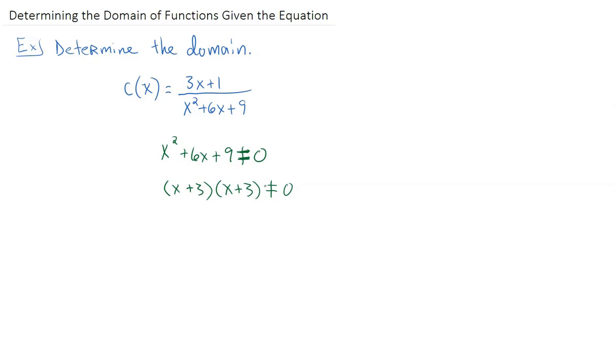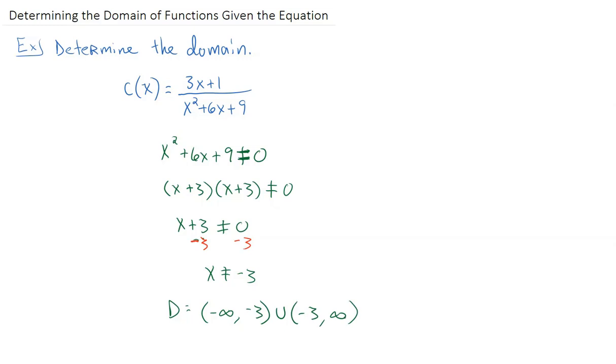Now those x plus 3's are going to produce the same solution, so we only need to focus on one of them. So we can say x plus 3 cannot equal 0. To solve that, we're going to subtract 3 from both sides. And so x cannot equal -3. x can be anything but -3, so the way we would say that in interval notation would be -infinity to -3 with a parenthesis, union, parenthesis, -3 to infinity. The infinities always have parentheses.